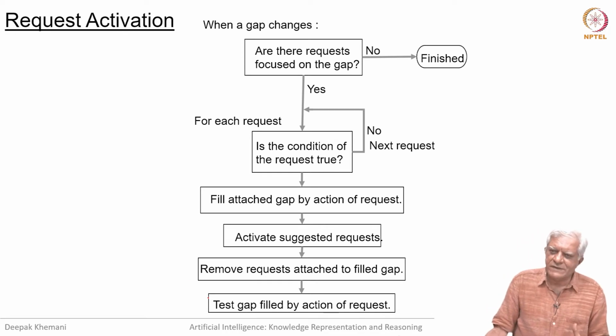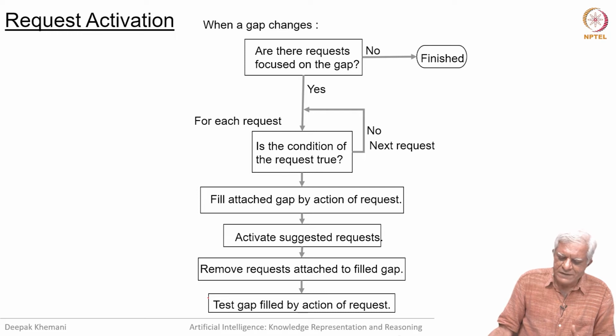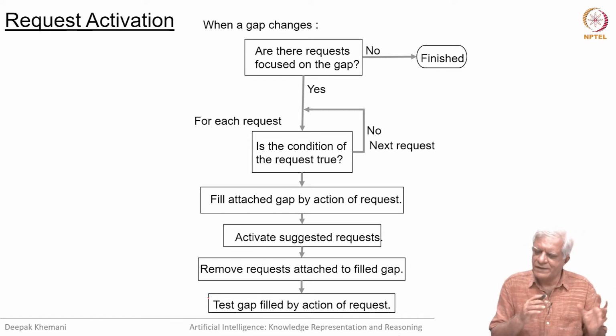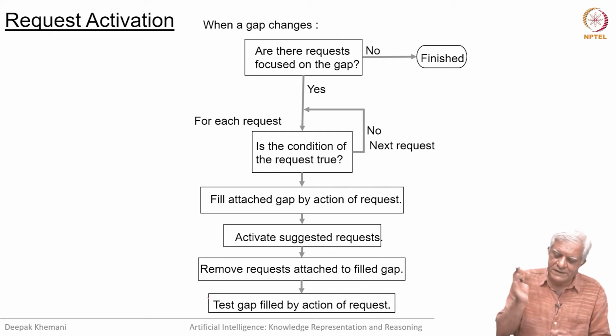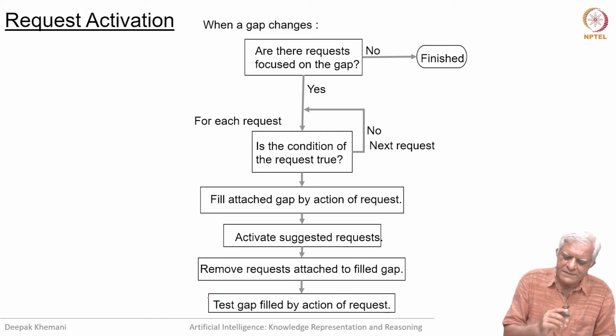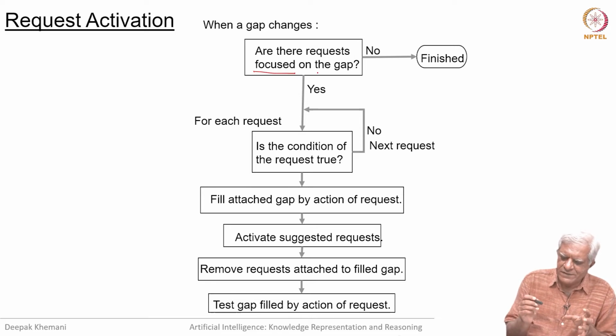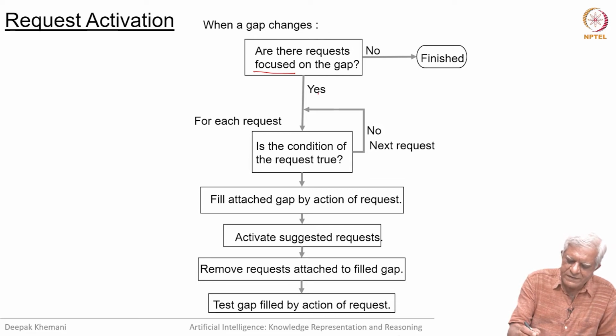So, let us just end with how request activation happens. When a gap changes, remember that these gaps are places where information can come in and requests can be triggered and so on. So, when a gap changes, are there requests focused on this gap? That means now you will have to trigger those rules essentially. If the answer is no, then you do not do anything.